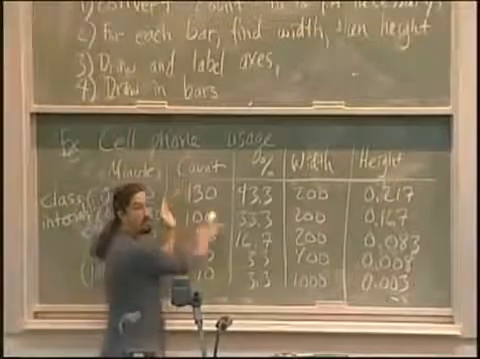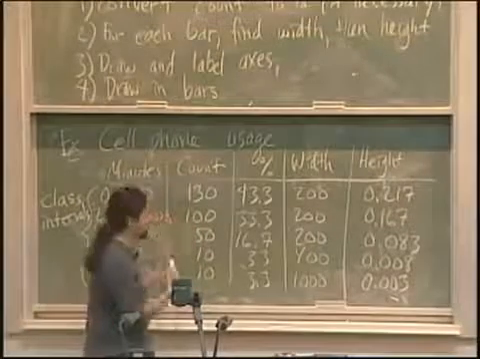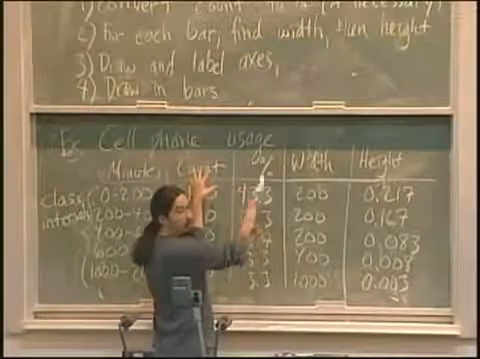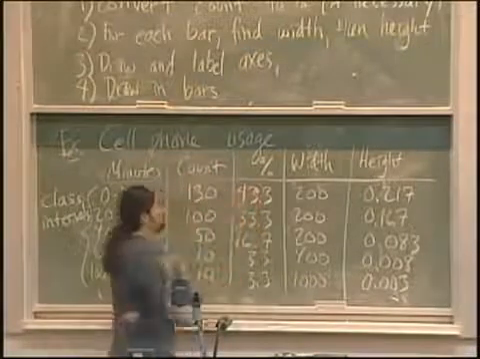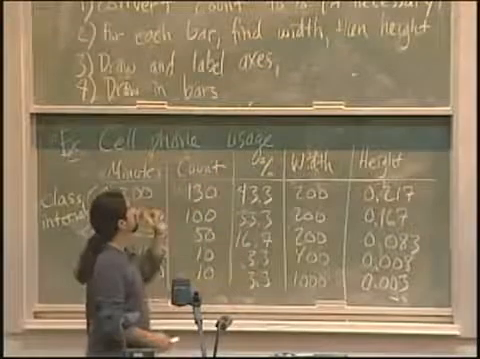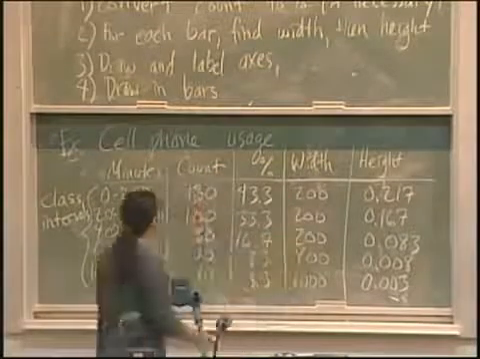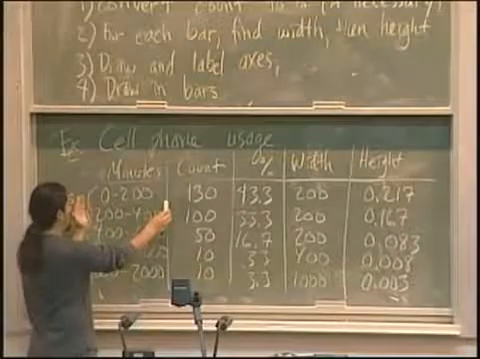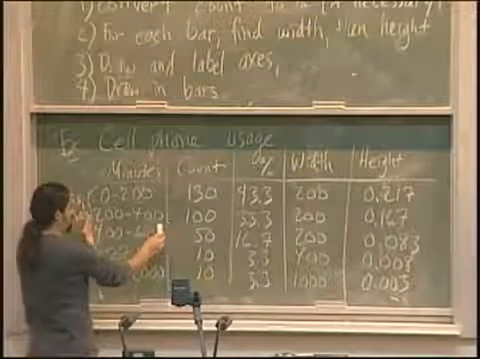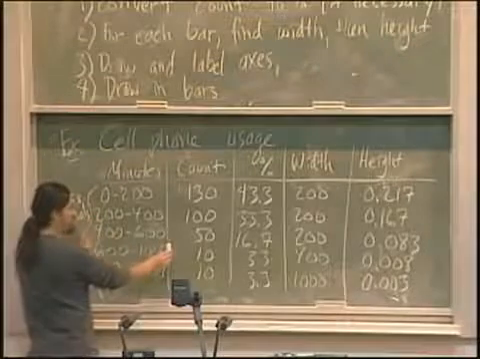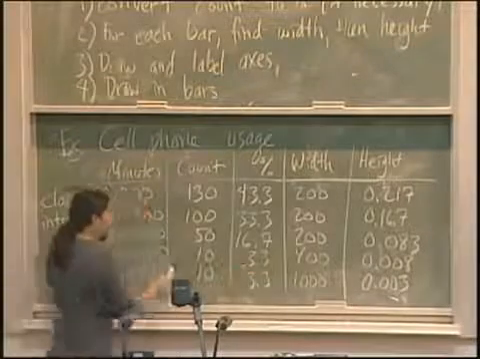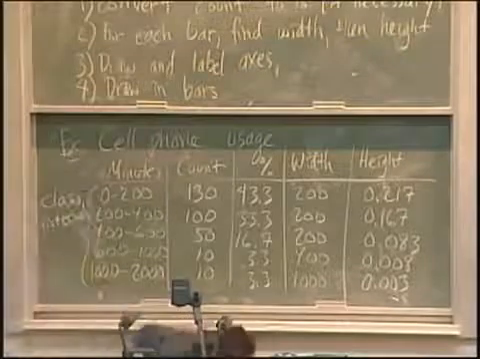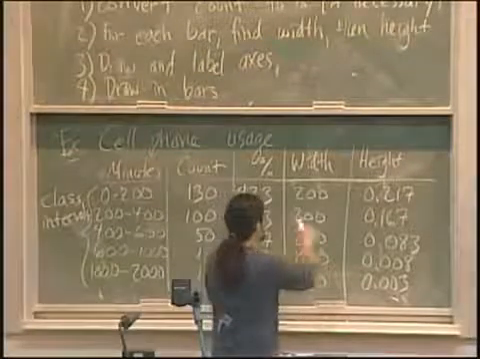First step, converting that to a percent. A lot of problems in the book actually will start here. The data is already given in percentage terms, so you don't have to do that first step. Once you get the percents, calculate the widths, then the heights. The widths are just the widths of each of these class intervals. So this one's 200 wide, 200 wide, 200 wide, then 400 (600 minus 400), then 400 wide, then 1,000 minus 600, and the last one's 1,000 wide. So those are the widths, and then the heights.